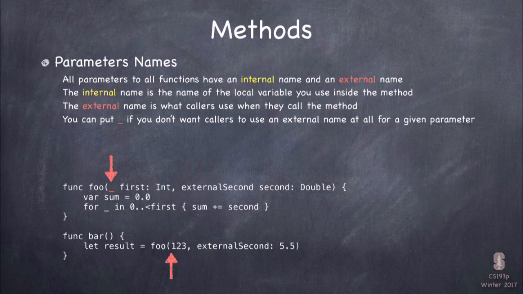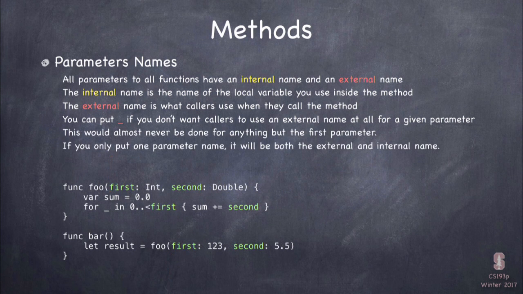Because sometimes the name of the method and the type of that first argument is enough to make it clear what that thing is supposed to be. So we don't need to put an external name. It's kind of clear. For all the other parameters, we don't have the advantage of having the name of the method there. So that's why we almost never put underbar for the later ones.